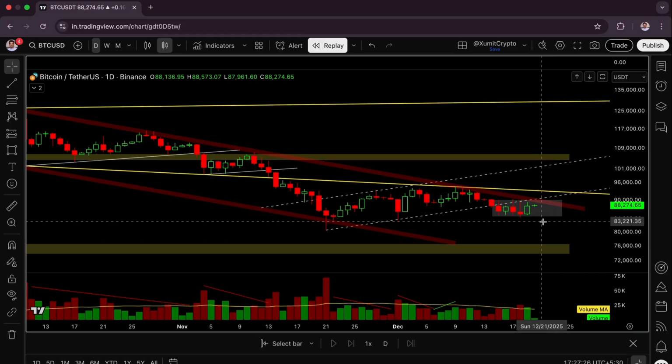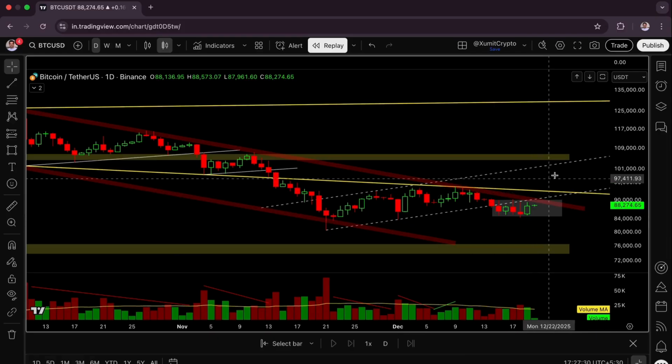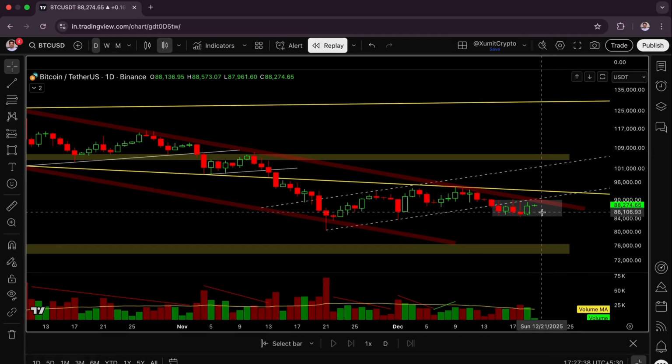It's highly unlikely, and I don't see it favorably, that it will break out, unless of course it is a long wick with high volume. But there is a good chance that we will be breaking down from this box on the downside, and that will come with high volume. So this is what I think could happen in the market.